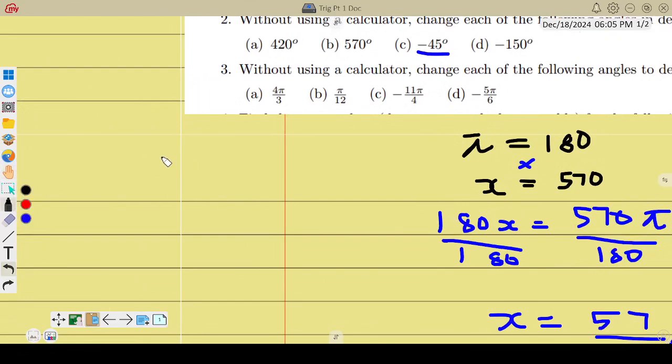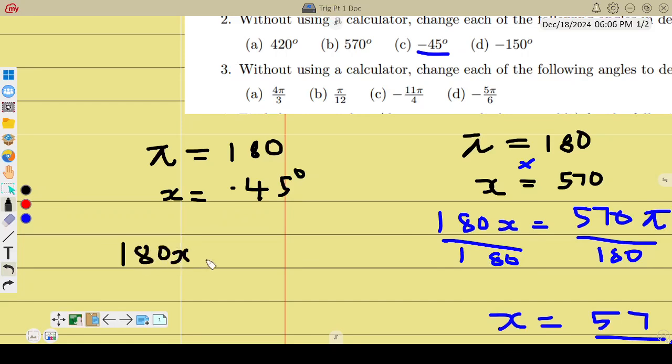So we're saying pi is equal to 180. So what if we have negative 45 degrees? It's going to be what? So we say 180 times x. So here we always have 180 times x. If you like stress in your brain, you can also say 2 pi is equal to 360 degrees, and then you start converting, you arrive at the same. So here we're going to have negative 45 pi.